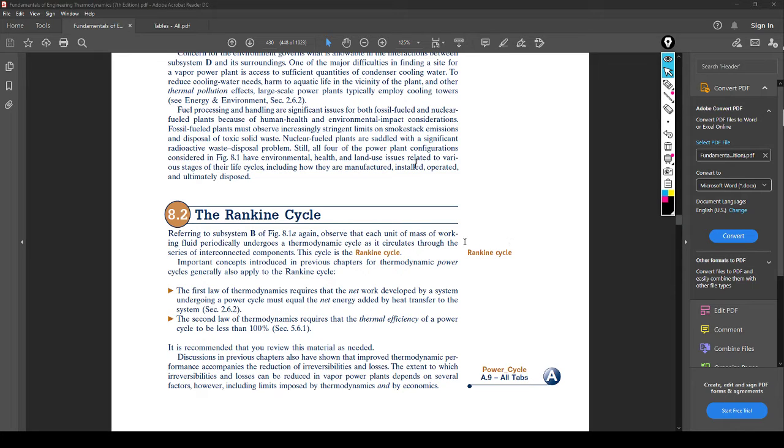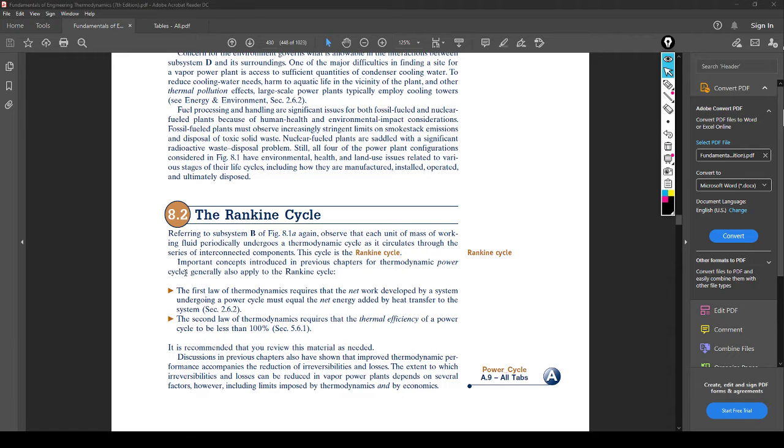All right, so then we have the Rankine cycle. This is the Rankine-based cycle that we're going to start with. It says, referring to subsystem B of figure 8.1 again, observe that each unit of mass of working fluid periodically undergoes a thermodynamic cycle as it circulates through the series of interconnected components. This cycle is the Rankine cycle. Important concepts introduced in the previous chapters for thermodynamic power cycles generally apply to the Rankine cycle.